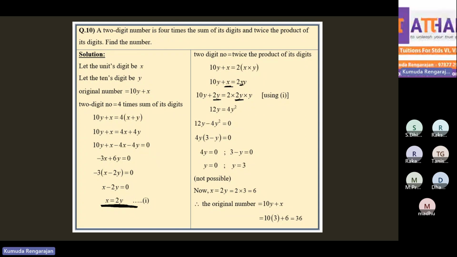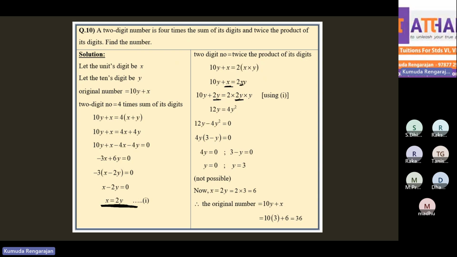First equation. Yeah, so simplify the first equation. We have 10y plus x is equal to 4x plus 4y. When you transpose, we get minus 4x plus x, minus 4y plus 10y is equal to 0. So minus 3x plus 6y is equal to 0. Divide by 3, you get minus x plus 2y is equal to 0 divided by 3.